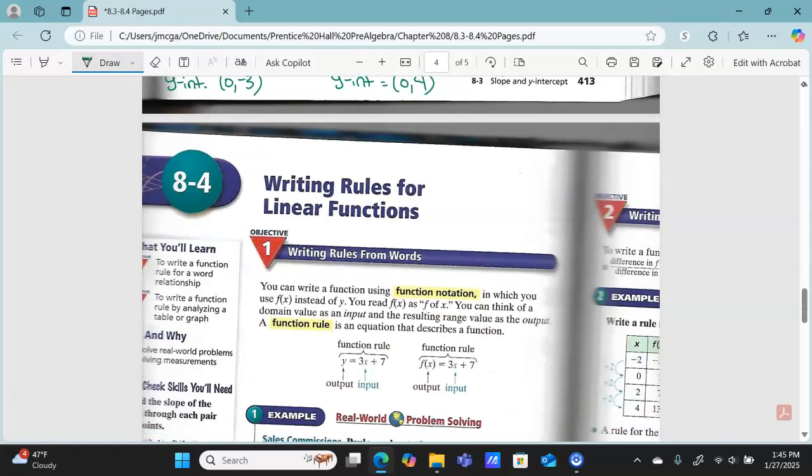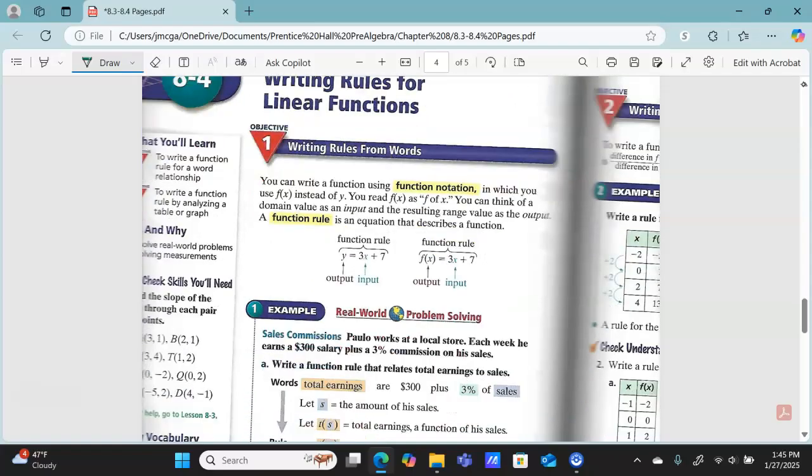Okay, that finishes up 8.3. 8.4 introduces function notation. This is used more in upper level math classes. And basically what you're doing is replacing the y with this notation right here, which is read f of x. What that means is that f is a function of x.